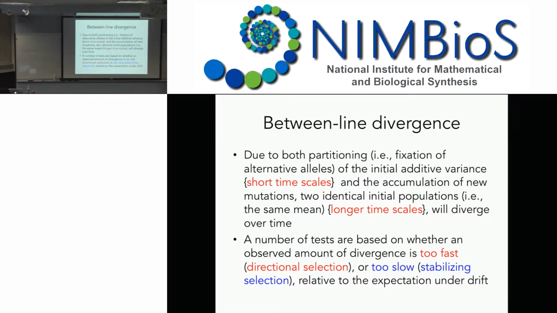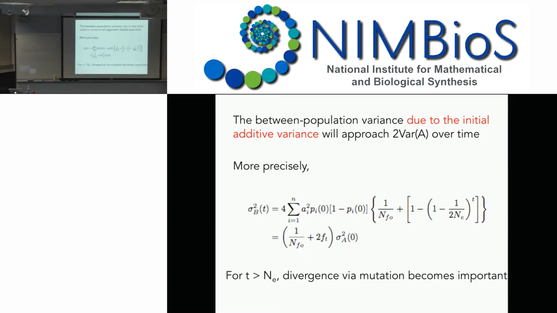It's like Goldilocks and the three bears, right? Let's first of all ask, if I have a population, here it is, I draw two founder populations from it, and I let them diverge by drift and I allow no mutation, what's the between population variance going to look like?